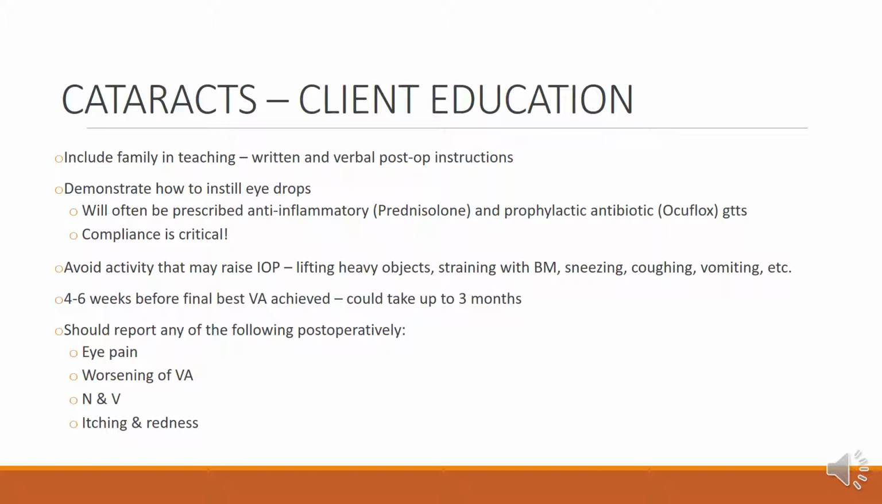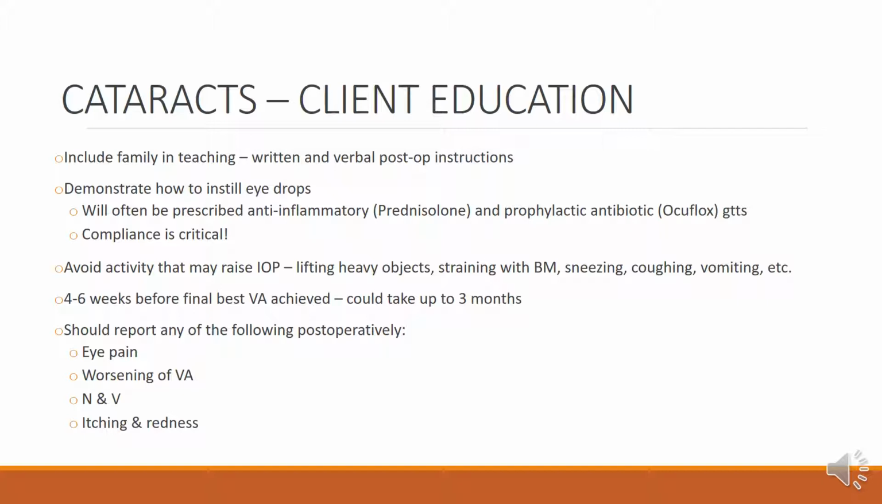When it comes to client education, you need to include the family, both with written and verbal post-op instructions. You need to demonstrate how to correctly instill eye drops. Most of these patients are going to be prescribed an anti-inflammatory such as prednisolone and a prophylactic antibiotic such as Ocuflox drops afterwards. And compliance is crucial.